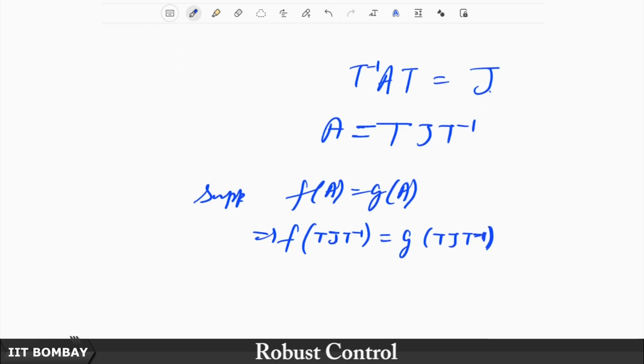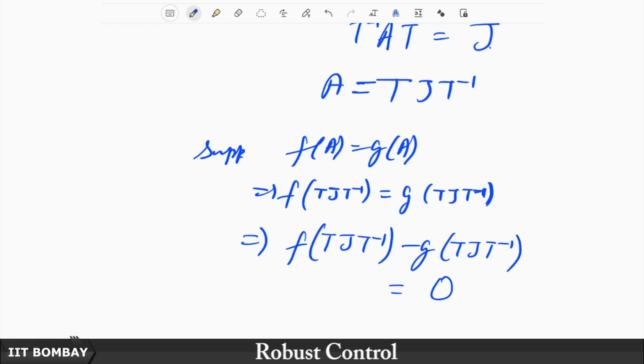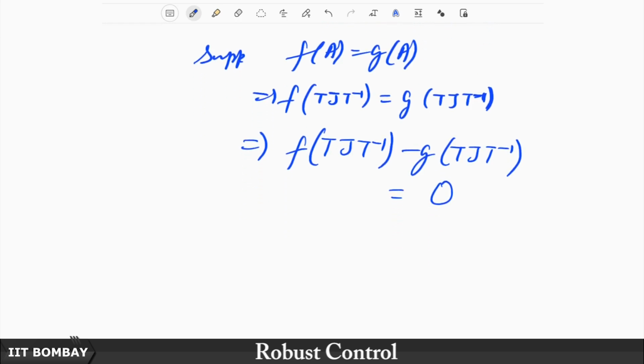Yeah, and now if you expand both of these f and g as a series on either side, then you see that if on either side they have to be equal, then they must agree on each of the eigenvalues, because otherwise you are never going to have the condition that f of T j T inverse minus g of T j T inverse is equal to 0.